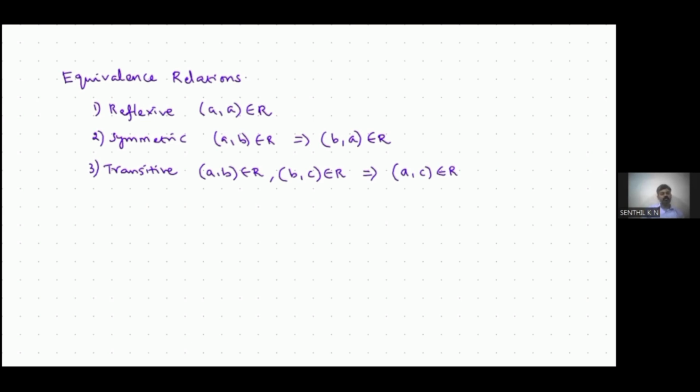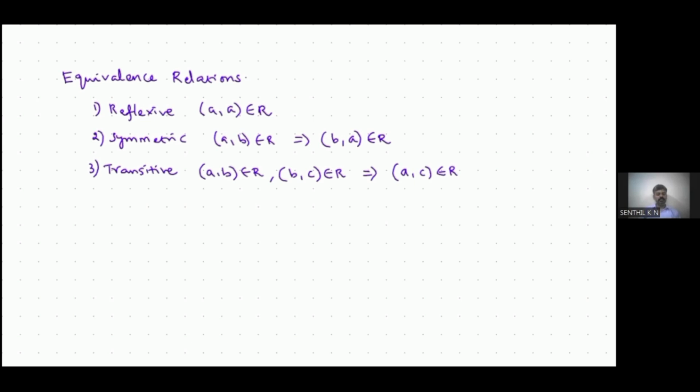Reflexive means what? Every element of the relation should have an element in the form of (A, A). And symmetric means what? If we have (A, B) belonging to R, we have to check whether the reversed element (B, A) belongs to R or not.